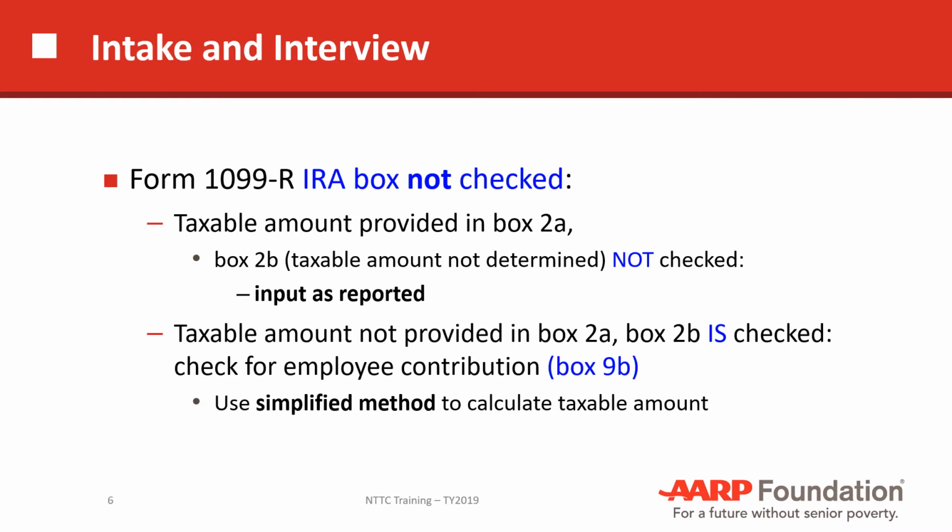So when you see a situation like that, you should look at box 9B on the 1099-R and see if there's an amount in there, because those are the employee contributions. That is the amount of money that the taxpayer has contributed to his or her own retirement plan over the life of their employment with that employer. So that money was paid with after-tax dollars and should not be taxed a second time when they receive their distributions after retirement. So in that case, we use the simplified method to calculate exactly what the taxable amount is. So now we're going to get into how we do the simplified method.